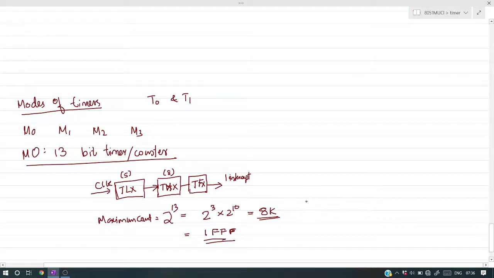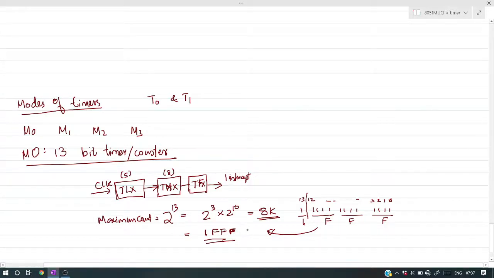Counting bits 0, 1, 2, 3 all the way up to 12, everything becomes 1. In groups of 4, this is 1, this is F, this is F, and this is F. So the maximum count in hexa using mode 0 is 2 raised to 13, that is 1FFFH.